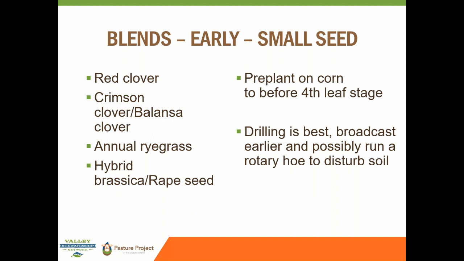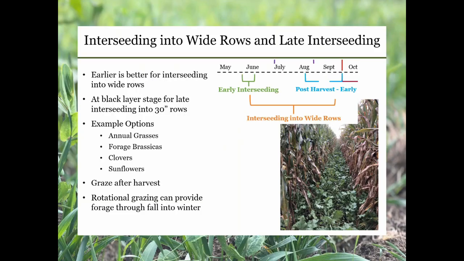Drilling is best, and if you're going to broadcast, you want to do it earlier, and then possibly run a rotary hoe or something just to disturb the soil. You see on that list there, I have crimson clover. I'm backing off a little bit on using crimson clover, in that it doesn't seem to get the growth in the spring that I'd like. And red clover is one that is pretty durable. Works well. And then balansa clover is another one that has worked pretty decently.